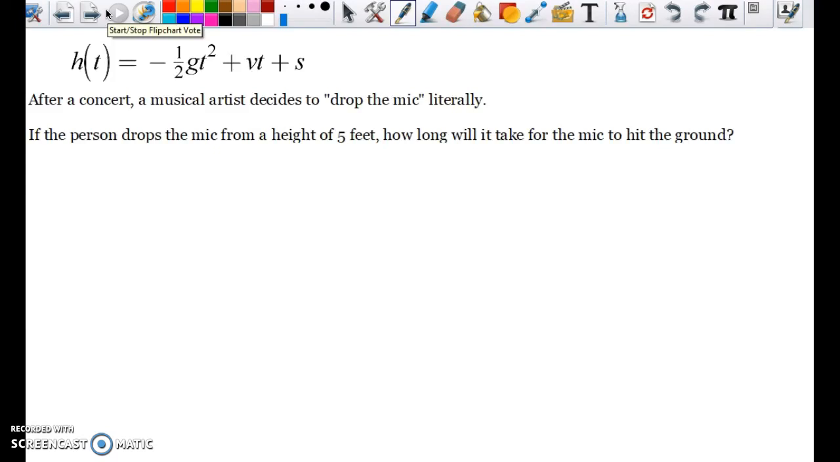Let's say that after a concert, a musical artist decides to drop the mic, literally. If the person drops the mic from a height of 5 feet, how long will it take for the mic to hit the ground? Let's identify some of the things we want to plug into the equation.